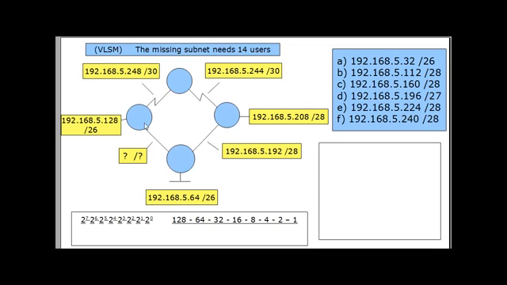First of all, the question gives us a hint. It says the missing subnet needs 14 users. Right off the bat, that tells us what slash we're going to need. /30, /28, /26, /27, what are we going to need? Well, we go down here to our binary chart, and we see the binary place values of 2 to the 0 through 2 to the 7th power. We need to find out what our subnet mask will be.